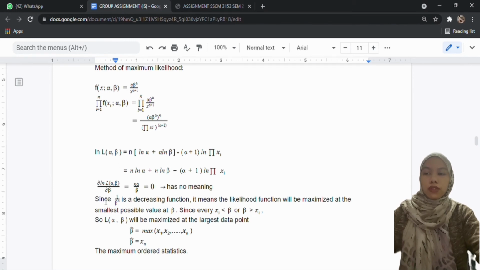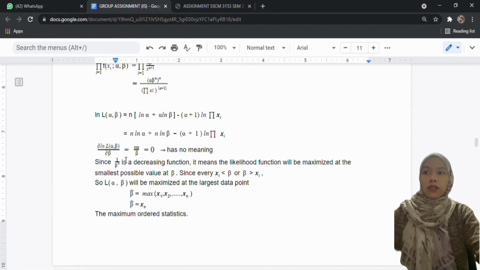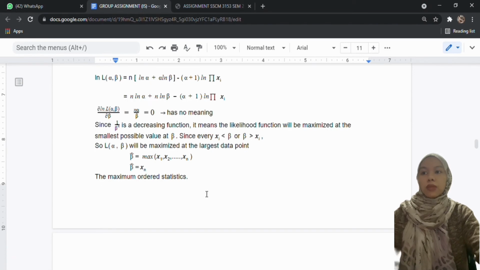After that, we differentiate the equation, and we have n alpha over beta, and then we equalize it to 0. We can see that it has no meaning. Since alpha over beta power of n is a decreasing function, it means the likelihood function will be maximized at the smallest possible value of beta. Since every xi is greater than or equal to beta, L(alpha, beta) will be maximized at the largest data point. So we have beta hat equal to max of x1, x2 until xn, so beta hat equals xn. So it is the maximum order statistic.